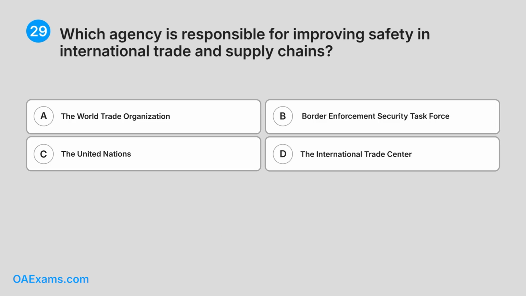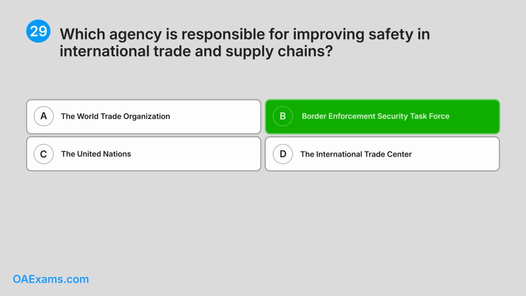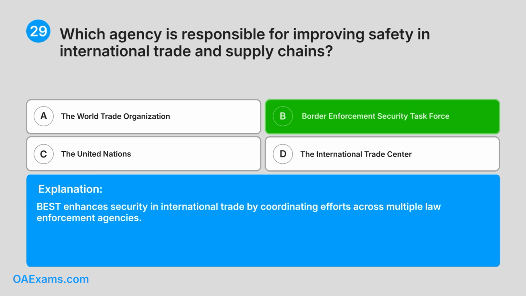Correct answer: B. Border Enforcement Security Task Force. Explanation: BEST enhances security in international trade by coordinating efforts across multiple law enforcement agencies.